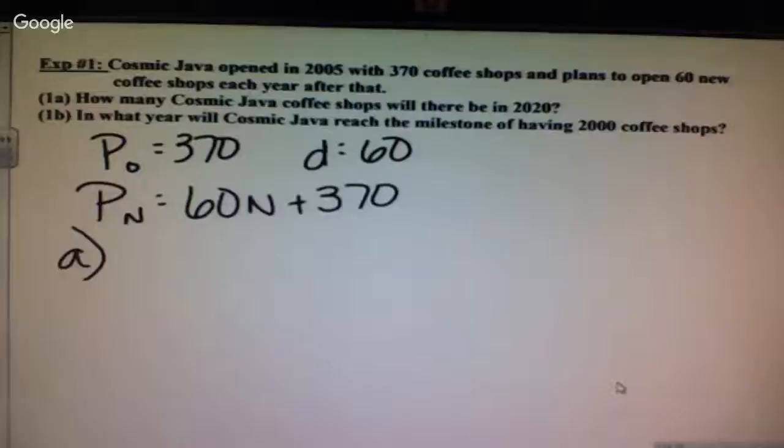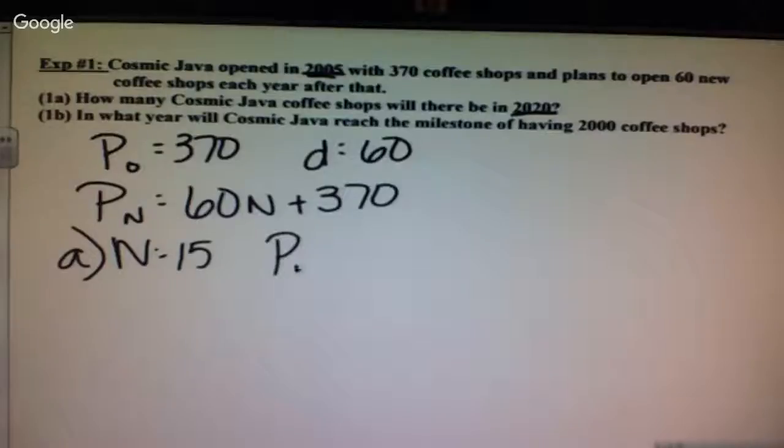First off, they want to know, how many Java coffee shops will there be in 2020? Put in 15. Why am I putting in 15? Because 2020 minus 2005. Remember, we started in 2005. It's now 2020, so my n value is 15. It's only gone up 15 years. Don't just assume you're going to plug in 20 because it's 2020.